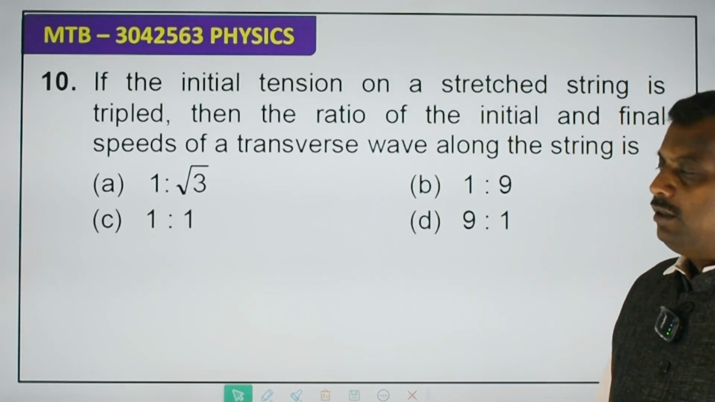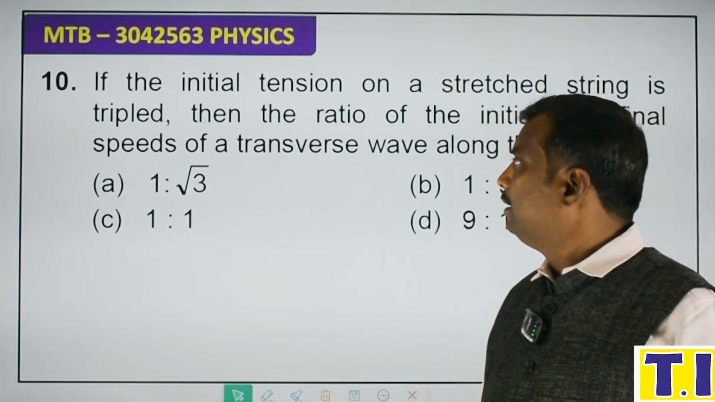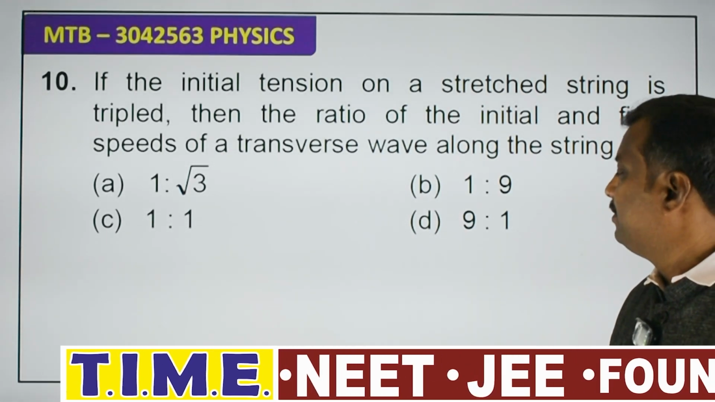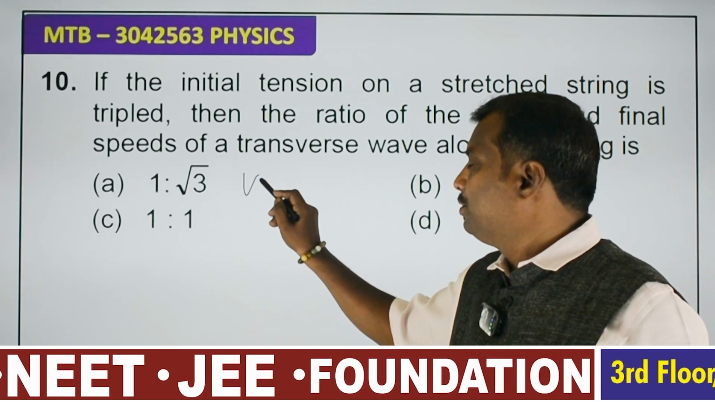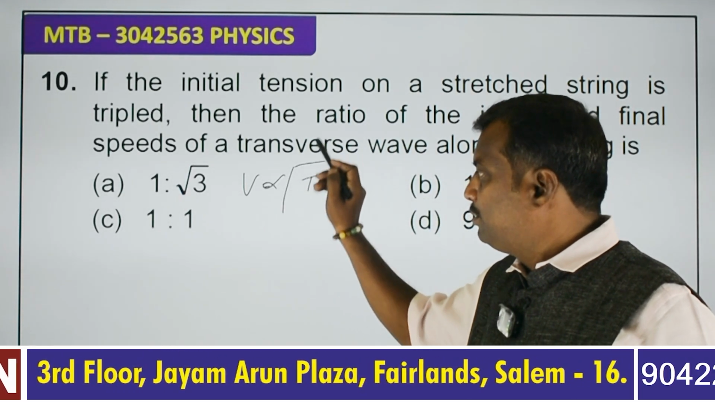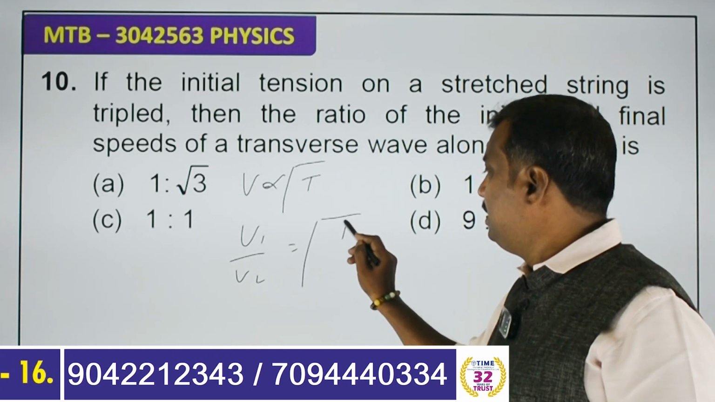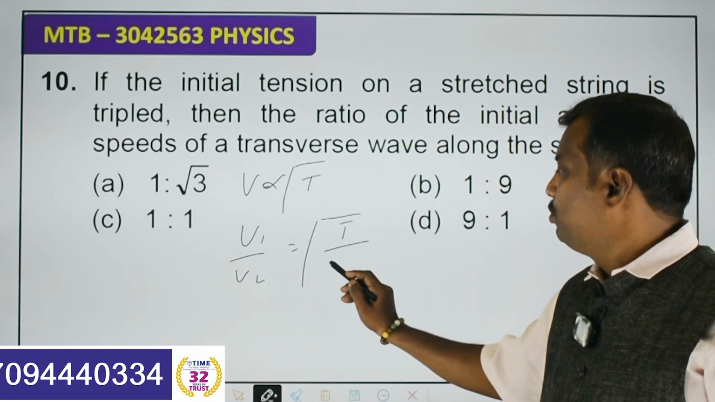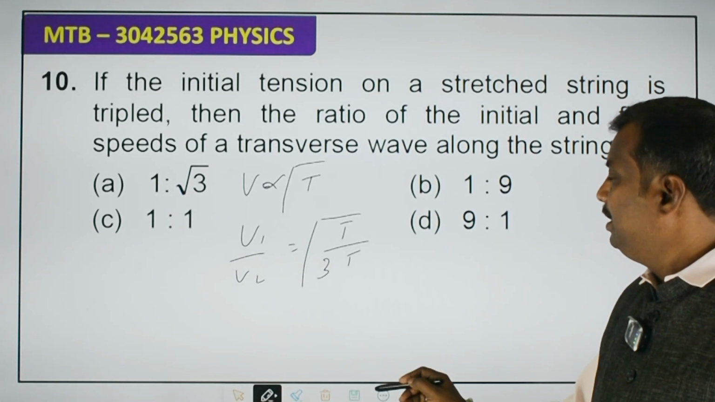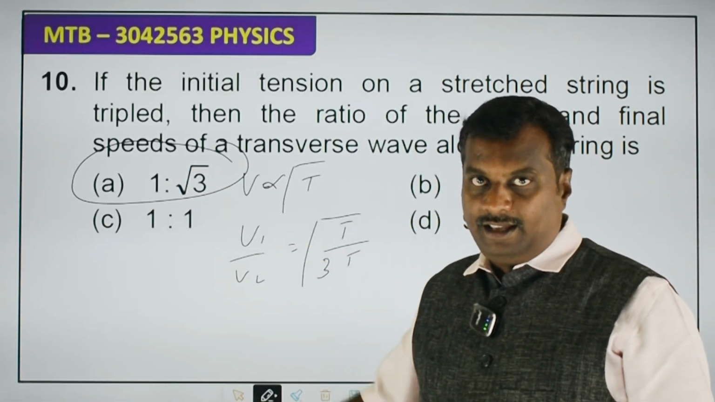Okay. Now let's go to the next question. If the initial tension on a stretched string is tripled, then the ratio of initial and final speeds of a transverse wave will be, they have asked. V is equal to root of T by M. They haven't mentioned anything about M. So we can take V is directly proportional to root T. So V1 by V2 is equal to root of T by 3T. The tension that was there at first has become 3 times. So it was T, now it is 3T. T cancels. So V1 by V2 will be 1 is to root 3. Right? So the right answer will be option A. Okay.